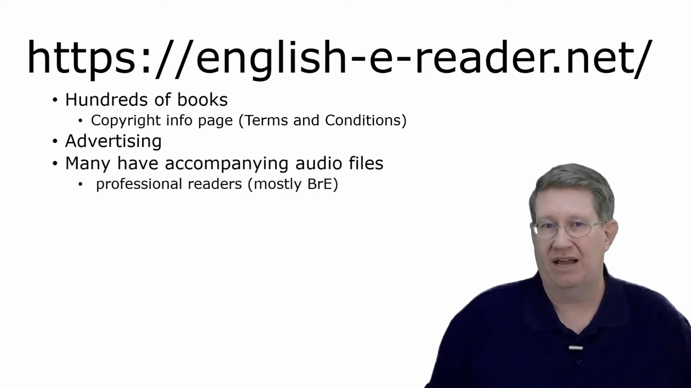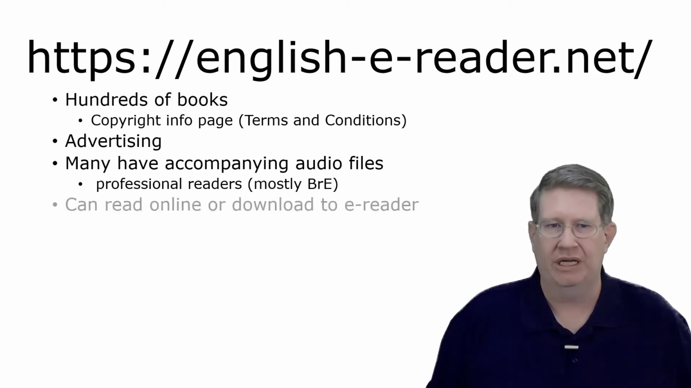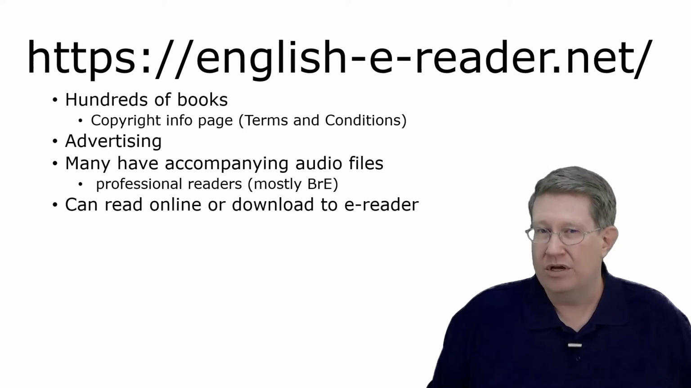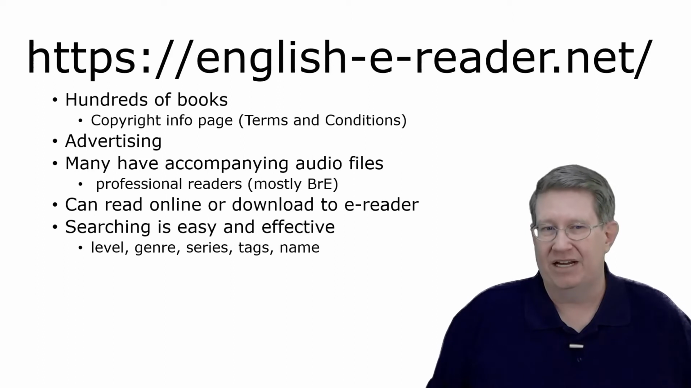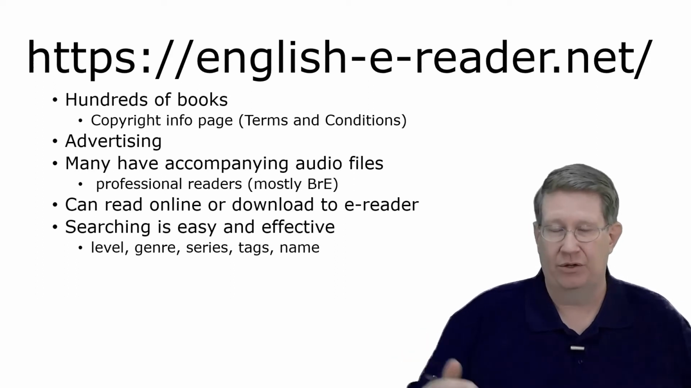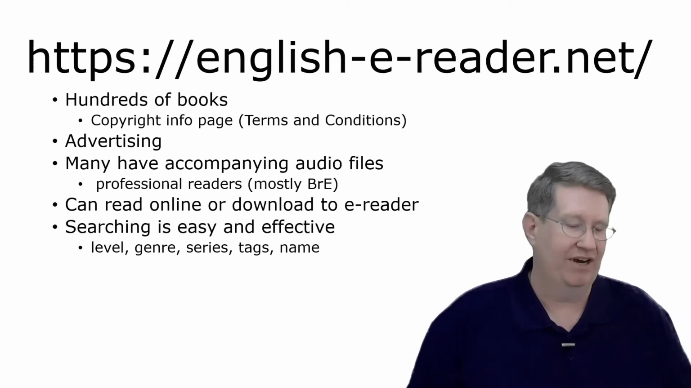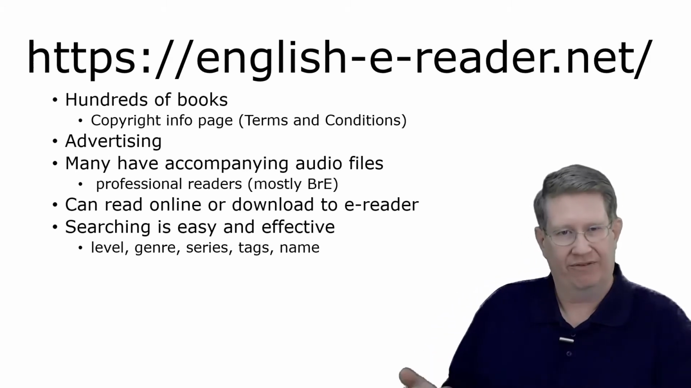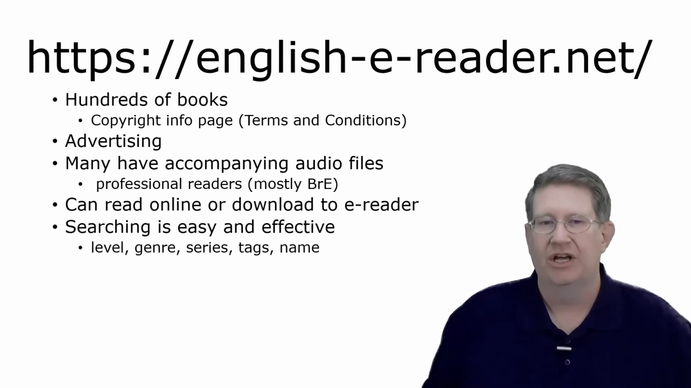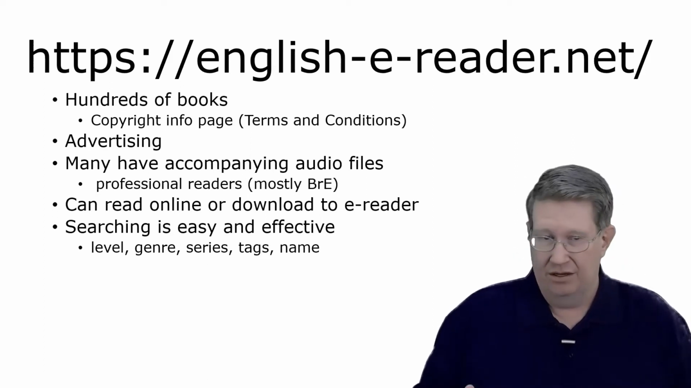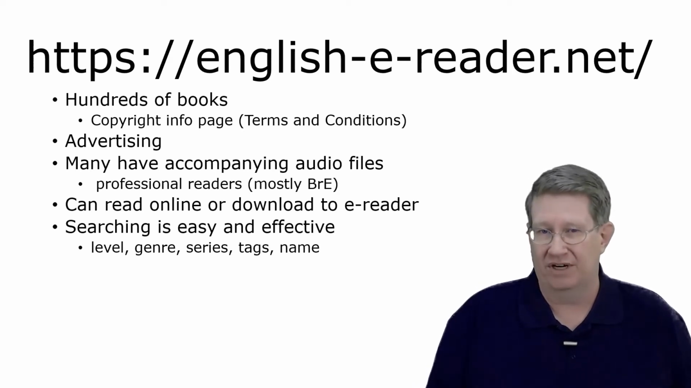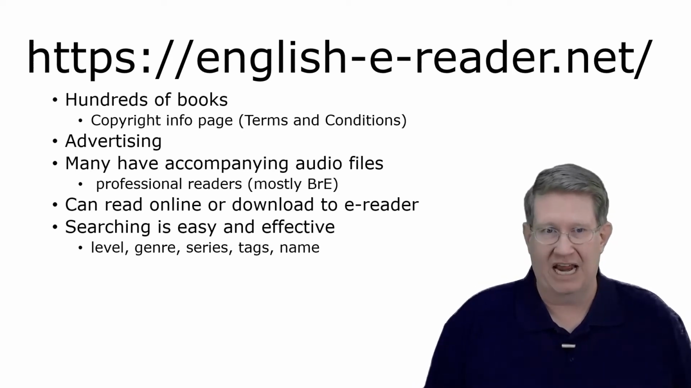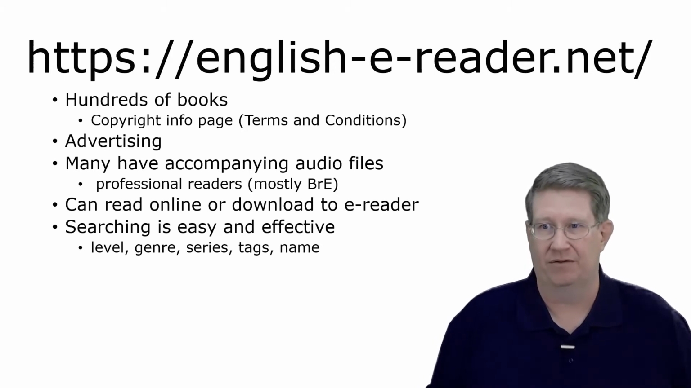Many of the books have accompanying audio files, mostly in British English, not all, but mostly. You can read online or you can download to an e-reader if you have one. Searching is easy and effective. You can search by different levels. You can search by the genre, so the type, if you like adventure books or romance or fiction or historical fiction. You can search by the different genres. You can also search for a particular series or for a tag or, of course, the name if you know specifically what you're looking for, the name of the book.